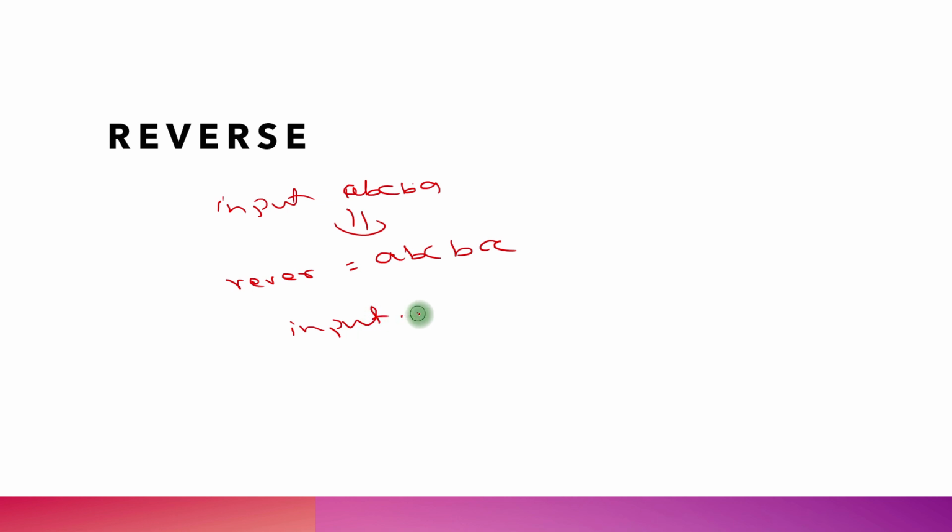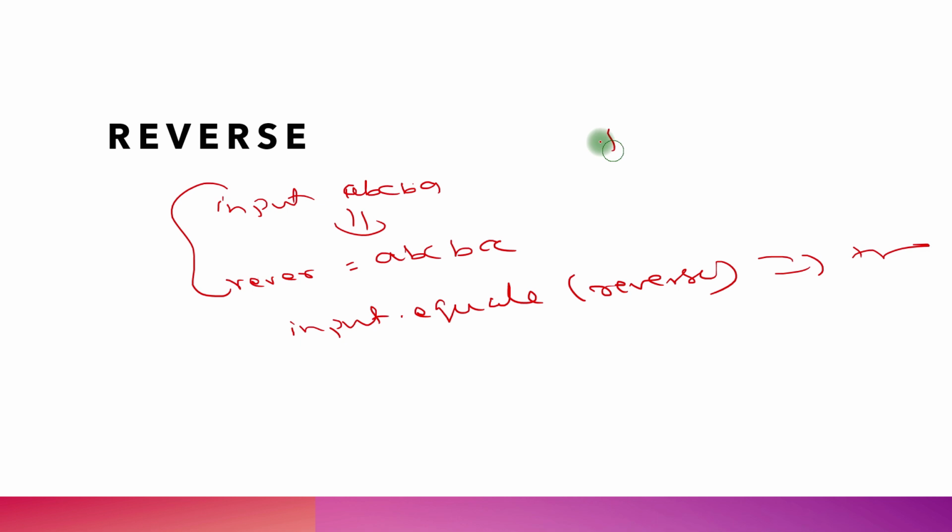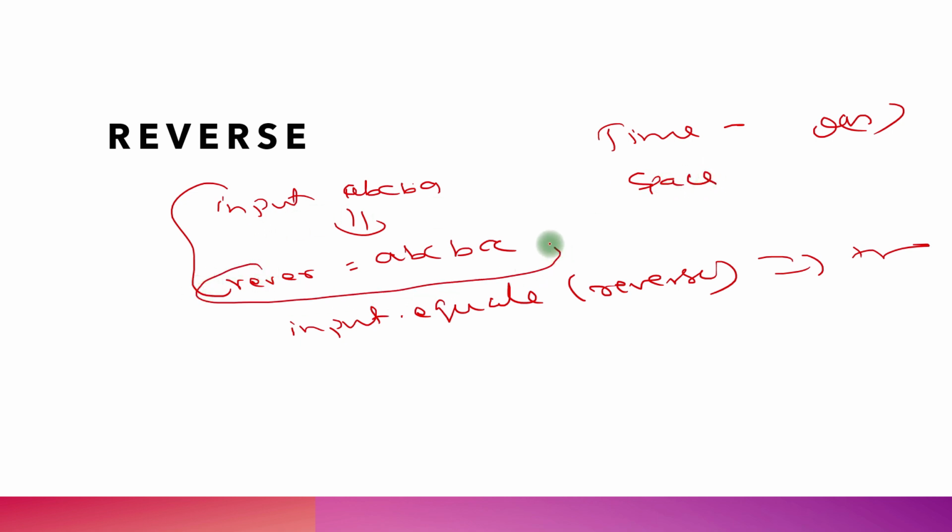Reverse is very obvious. We had this input A, B, C, B, A. We can just reverse it and then compare both of those strings. So if input.equals(reverse), I can say that this is true. In this case again, time complexity is going to be order of n only, because it is going to reverse the string. What is the space complexity? This is a new variable, the reverse, so it is going to take equal space, that is the length of the input.